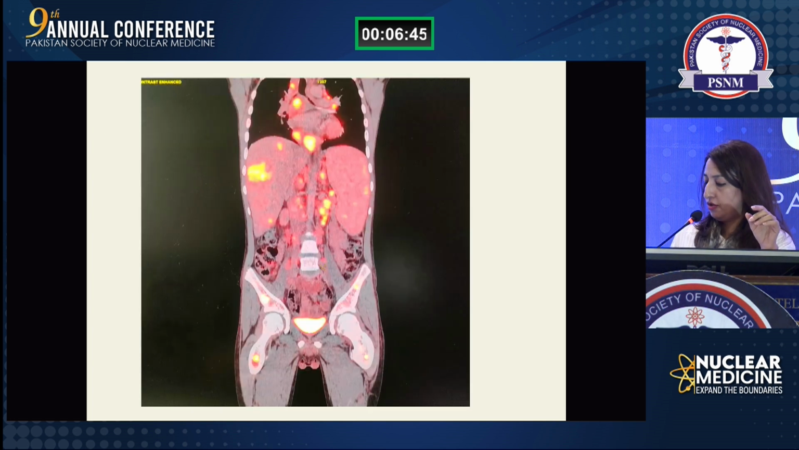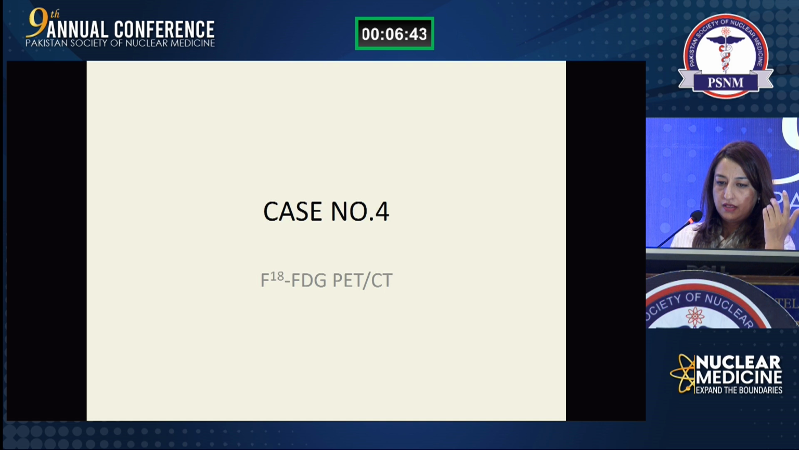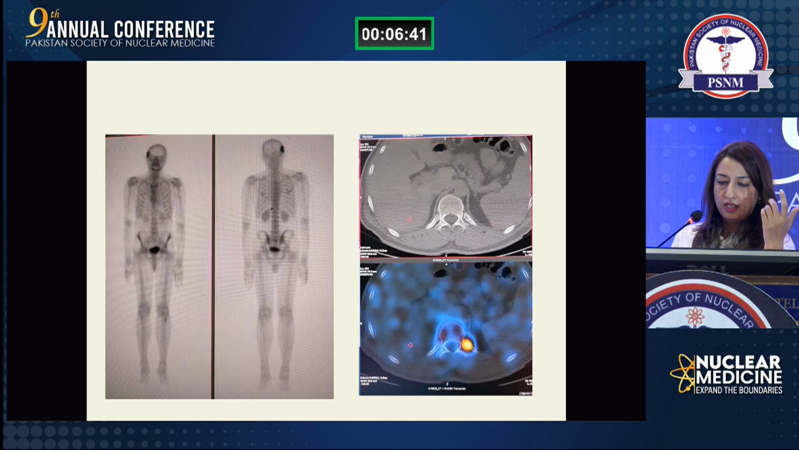So this patient also had a focal uptake in costovertebral junction. And on cross-sectional imaging, you can see that this was a non-metastatic uptake. This was arthritic.